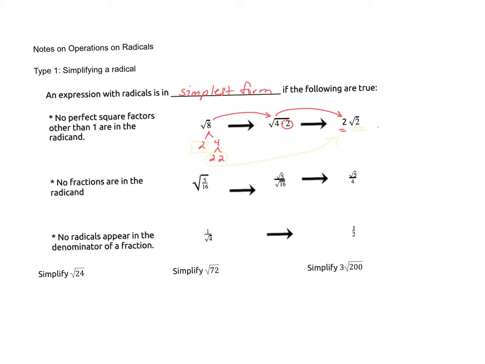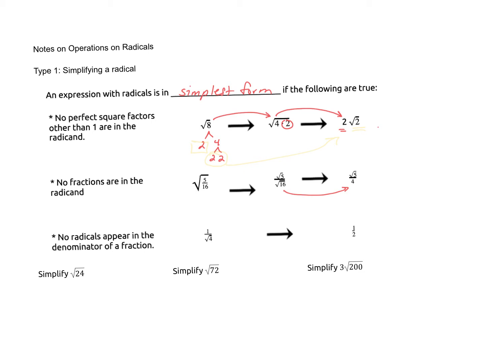The second thing to look for is that there are no fractions in a radicand. In other words, if I have square root of 5/16, I can't leave it as square root of 5/16. I need to put the square root on both the top of the fraction and the bottom of the fraction. Then I see that the square root of 16 is 4, and the square root of 5 does not come out to be a whole number.